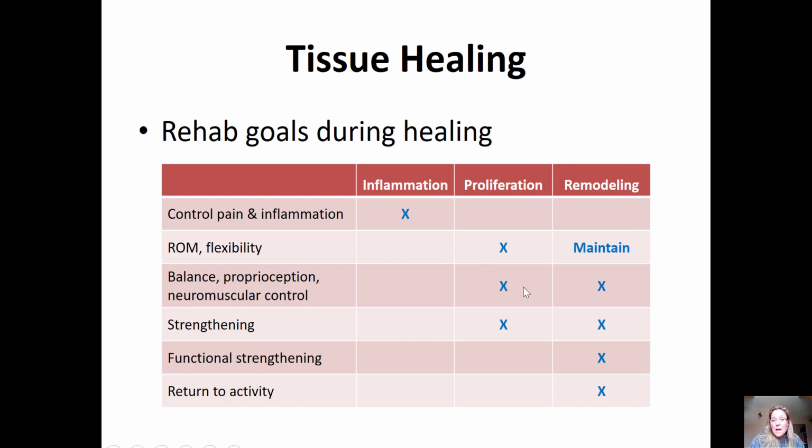But when they move into that proliferation phase after that first week, what can we do? We can do range of motion flexibility exercises. We can work on balance, proprioception, neuromuscular control, and we can also work on strengthening. Note, we still aren't back to regular physical activity yet, okay? But once we get to that third phase, the remodeling phase, so now 3 weeks and out, we can now add functional strengthening exercises, and they can pretty much return to normal physical activity.